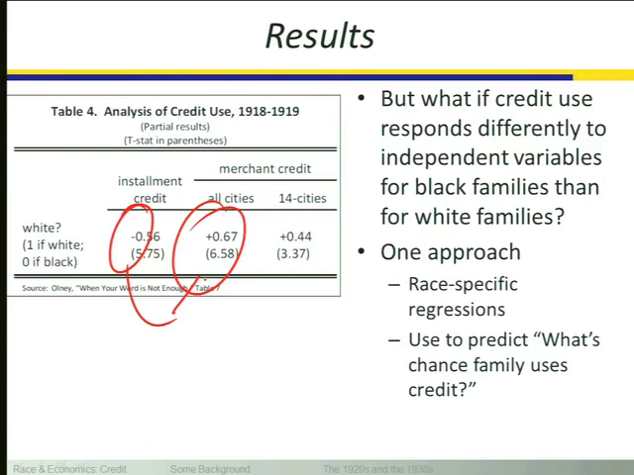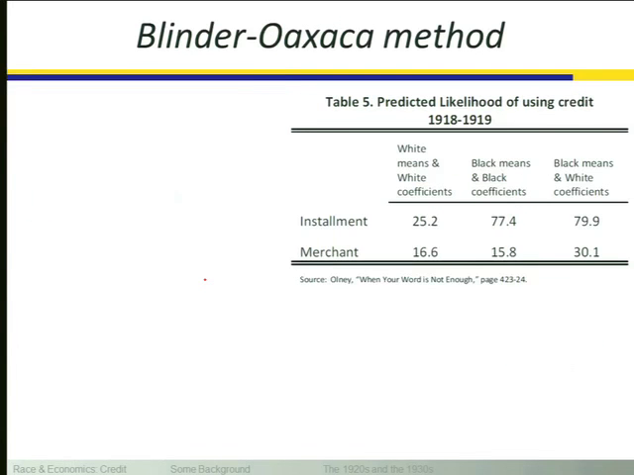What's terribly interesting is when we take the estimated coefficients with those t-stats on them, we take the coefficients from one race group and multiply those by the means from the other race group. And that's what's called the Blinder-Oaxaca method, or the Blinder-Oaxaca comparison, because these are the two economists that came up with this idea. So we're going to get a predicted likelihood of using credit.